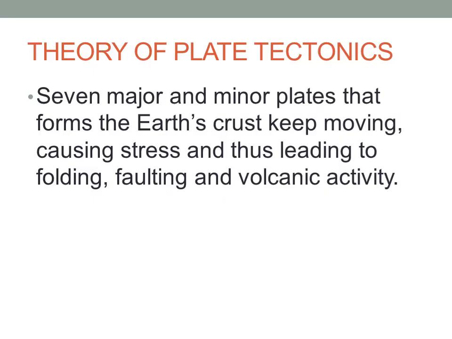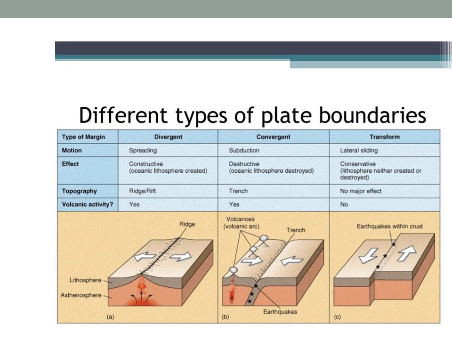The theory of plate tectonics. Seven major and minor plates that form the Earth's crust keep moving, causing stress and thus leading to folding, faulting and volcanic activity. So children, for your reference and understanding, I have shown you different types of plate boundaries here.